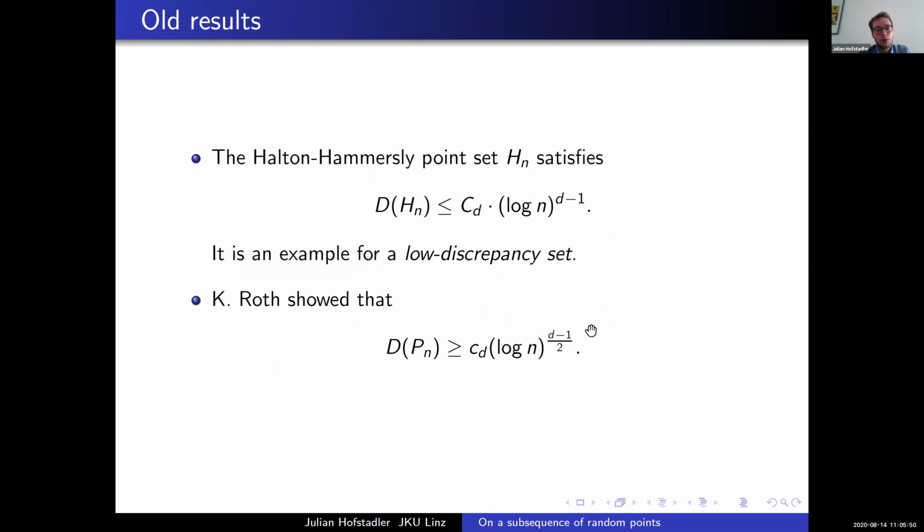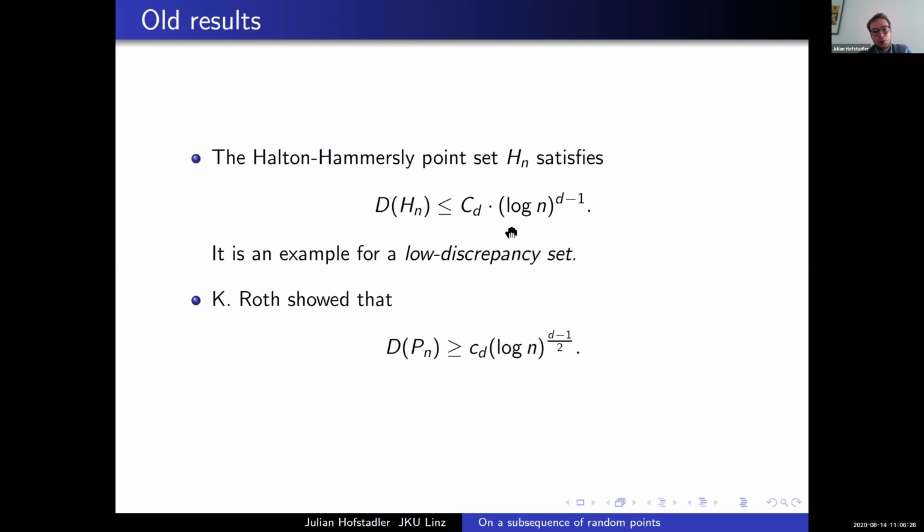What do we know so far about discrepancy? There are some sets, for example, the Halton-Hammersley set. It's closely related to the Van der Corput sequence, which Luis presented on Wednesday. I wrote the Halton-Hammersley set, but that's not quite correct because you're free to choose some primes. So it's better to say a Halton-Hammersley point set satisfies a bound of the following form.